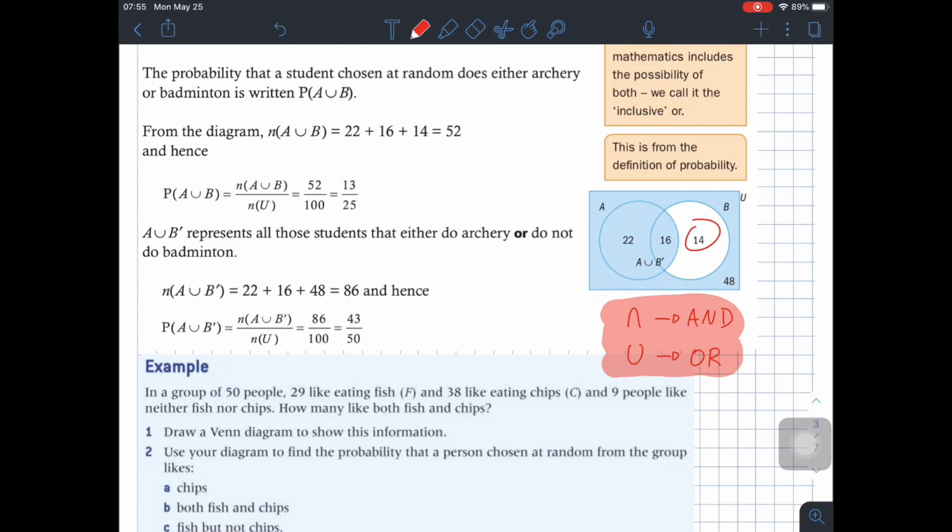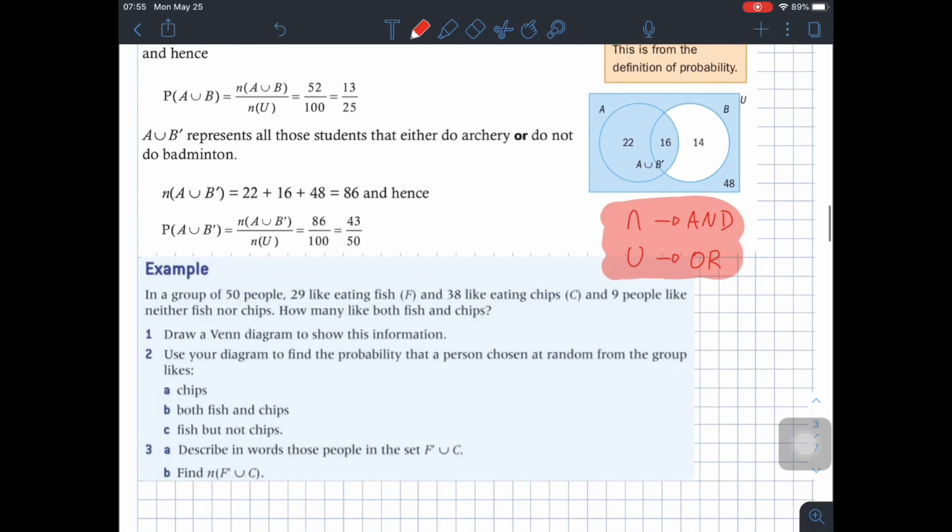So 22 plus 16 plus 48 gives us 86. So the probability of A union not B would be equal to 86 over 100, which if we simplify is 43 over 50. Okay, here I wrote something which is a clue for you to remember.